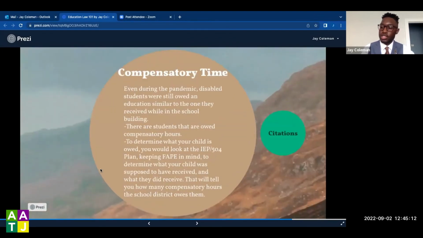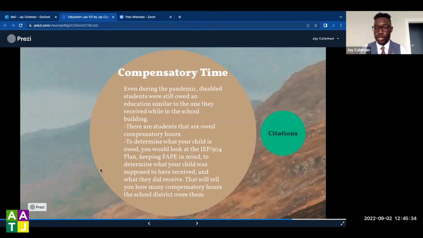All right, so compensatory time. This is really our last slide. So even during the pandemic, we got monkeypox going on. We have COVID. So children are in and out of school. But even during these pandemic times, disabled children are still owed an education similar to the one that they received while in the school building.